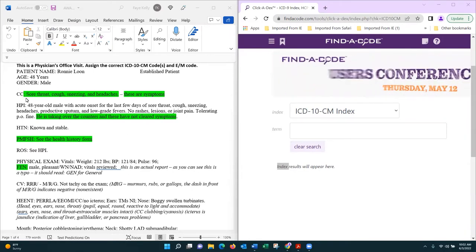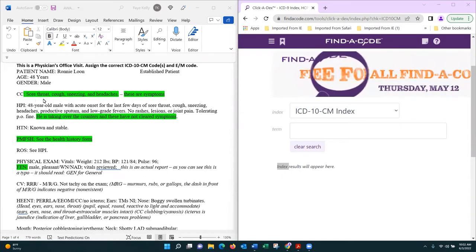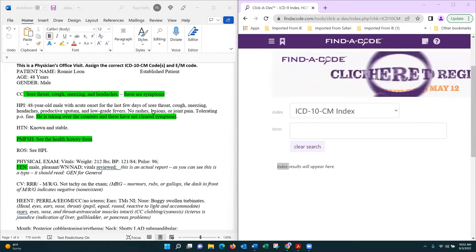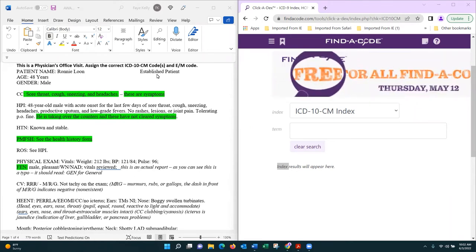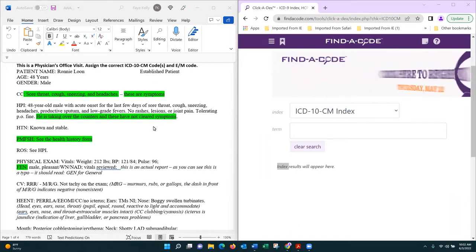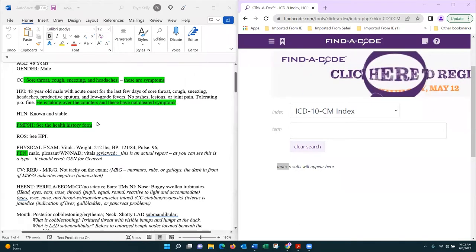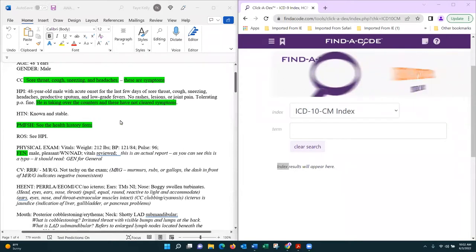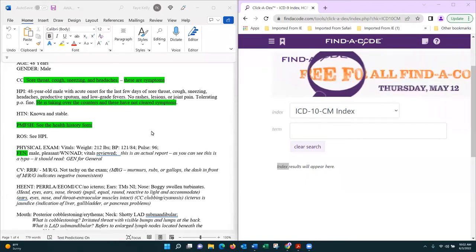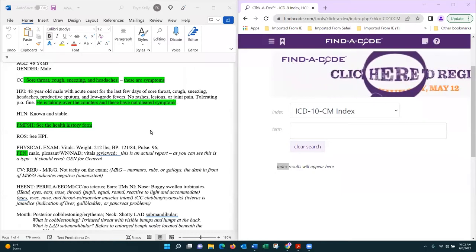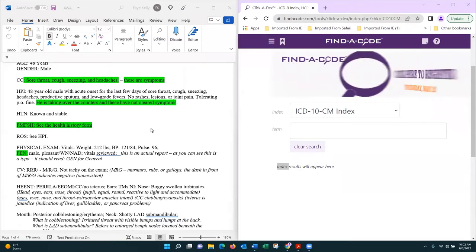We've got our chief complaint here, and it's sore throat, cough, sneezing, headaches. These are all symptoms. This is a 48-year-old male who has come into the office. He is an established patient, which we need to know, established or new, before we work on an E&M code. We see that the patient has hypertension. We see that his past medical, family, social history is not available. If you're in the office, you would have access to that, but not here with this particular form.